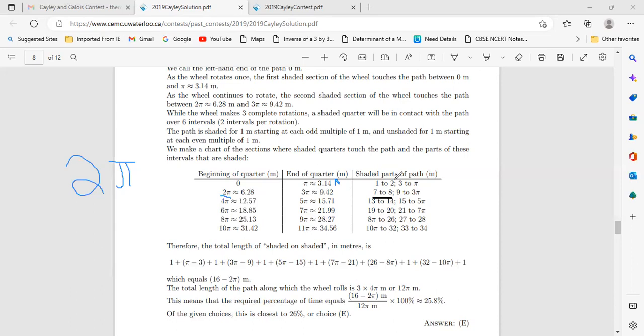it would pass through, starting at pi, so then it travels for 3 other sections. So that'd be 4 to 5, and then 5 to 6, and then it would stop at 6 to pi. I mean 6 to 6.28. Yes, 6.28. And then the next one would start at 7.